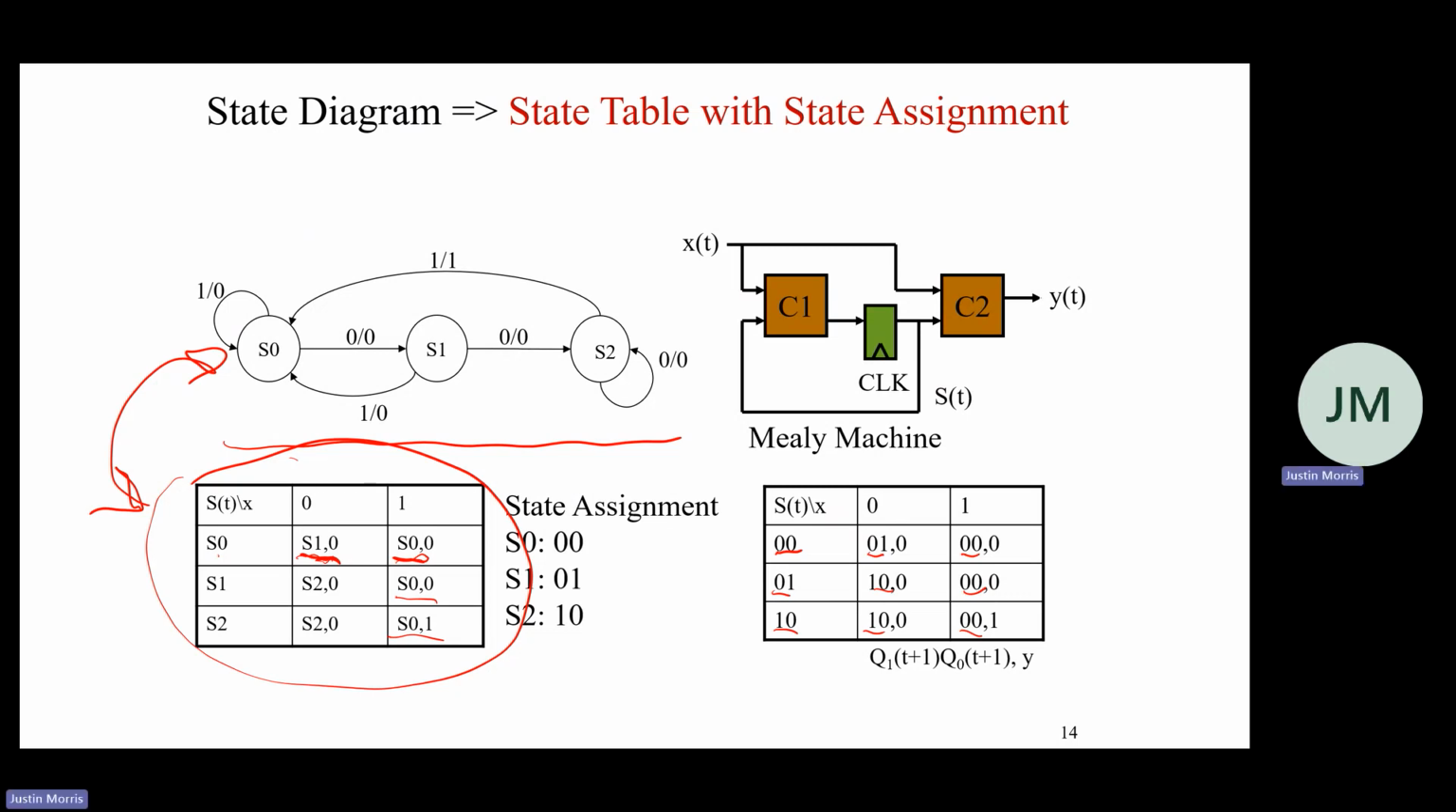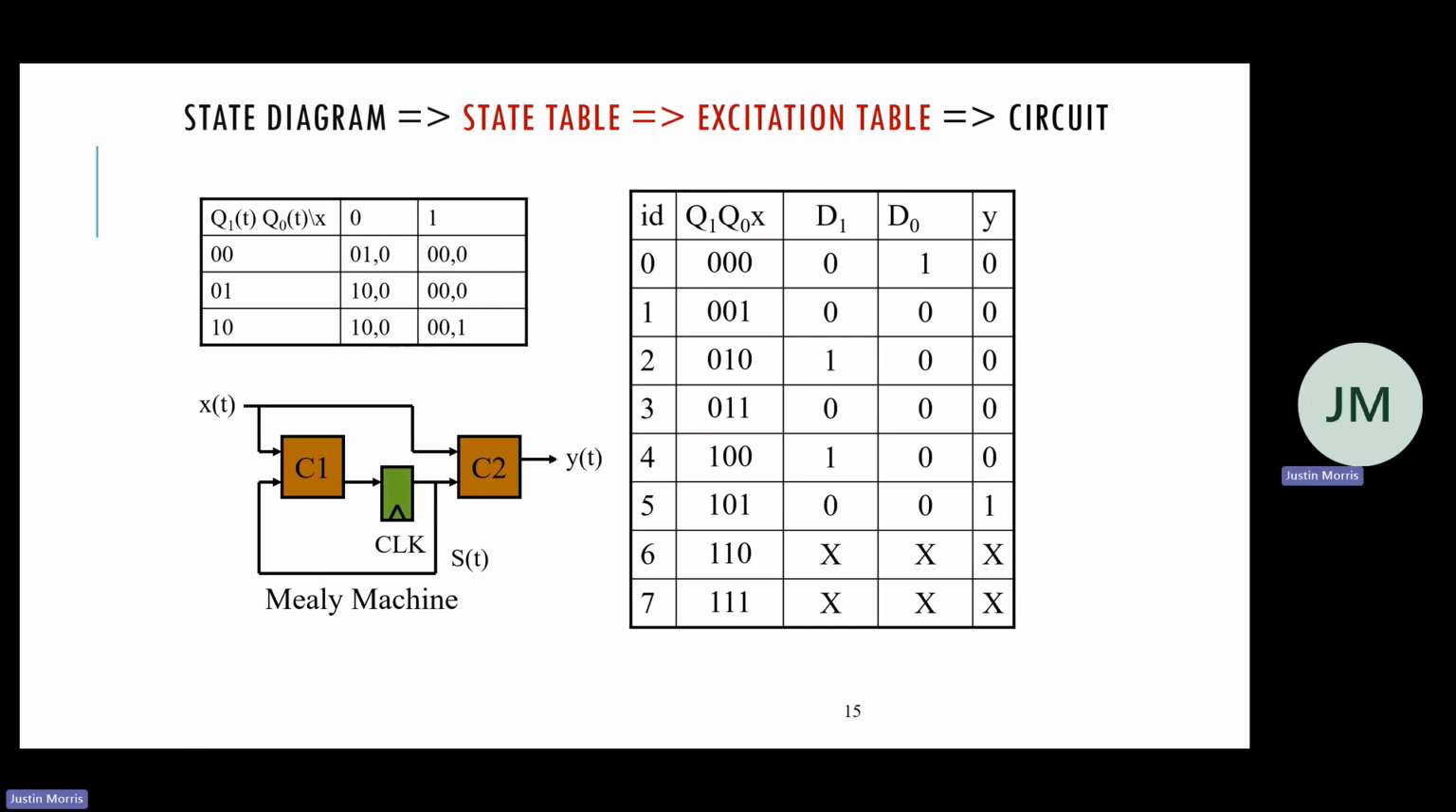So then from these tables, we can create the excitation table, which is going to have our state bits. This is the first 2 bits of Q1, Q0, and then the input of X. And then based on those, what is my next state, D, and what is my output?